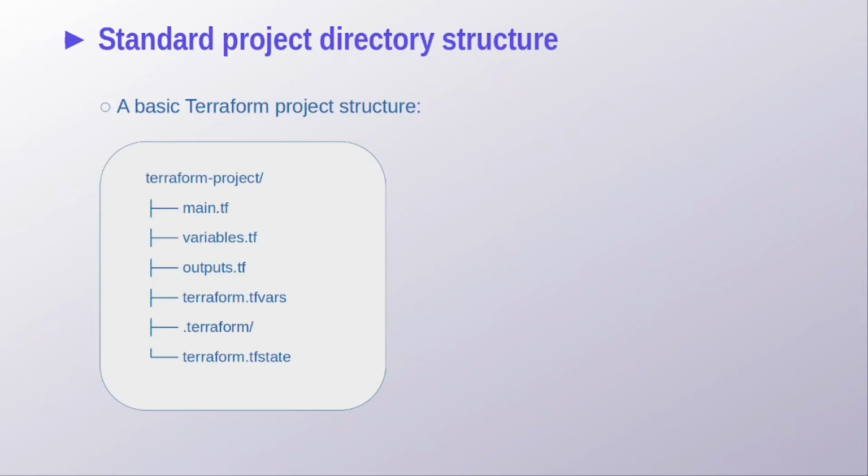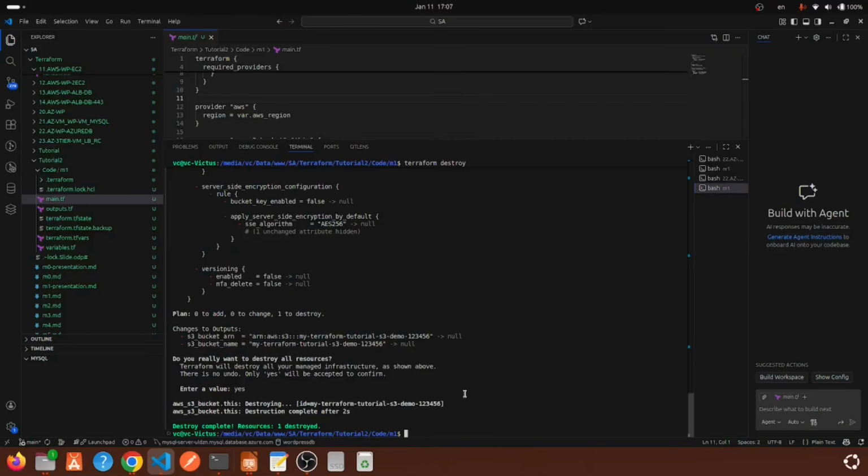Standard Terraform project structure. Let's look at a typical Terraform project. This structure is not random. It is widely used in startups, enterprises, production systems. If you follow this structure, all engineers will understand your project immediately.